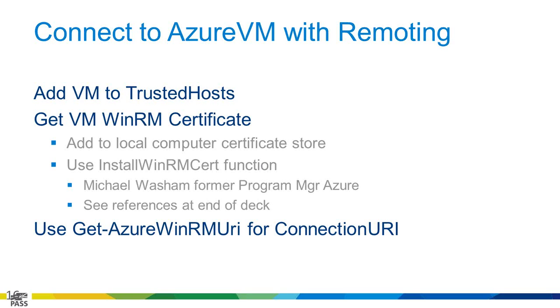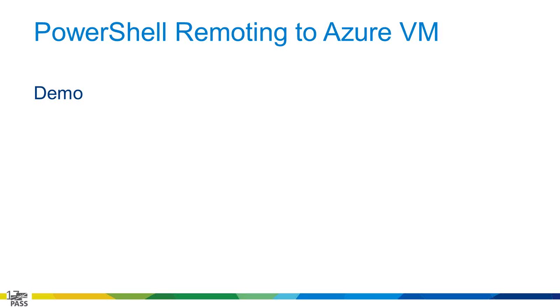Then I'm going to use a function that Michael Washam provided. Michael Washam was the program manager for the Azure product for Microsoft. He's now on his own, and I'll give you a link to his blog post where he provided this code. But what this does is it goes and looks at the Azure VM, gets the thumbprint of the certificate from that, and then adds that certificate to my local computer certificate store, and that will then allow me to connect via PowerShell remoting to that Azure VM. So let's go play.